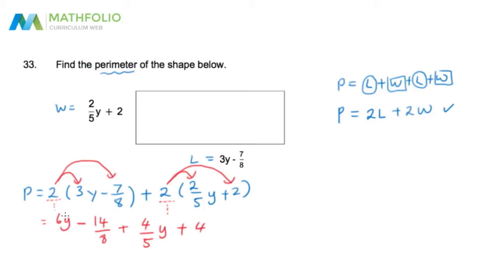So the next step involves us combining like terms. And so what we have is 6y's plus 4/5 y's. So that's 6 and 4/5 y.